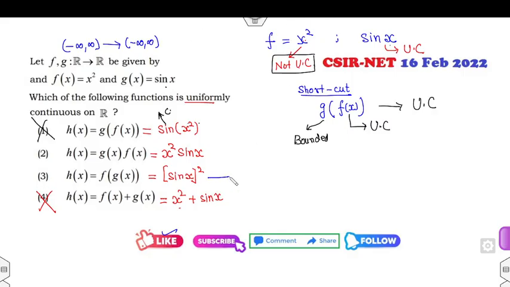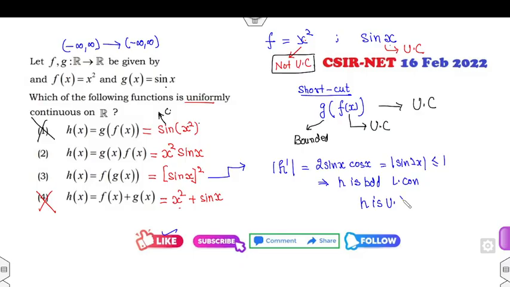Look at this third option. You can see sin x square. This is a bounded function, yes, because if you take the derivative, it will be 2 sin x cos x, that is sin 2x, which is less than or equal to 1. It means h is bounded and satisfies the Lipschitz condition, so h is uniformly continuous. Since x square is not bounded, over minus infinity to plus infinity, this is again not uniformly continuous. So the right answer is only C.